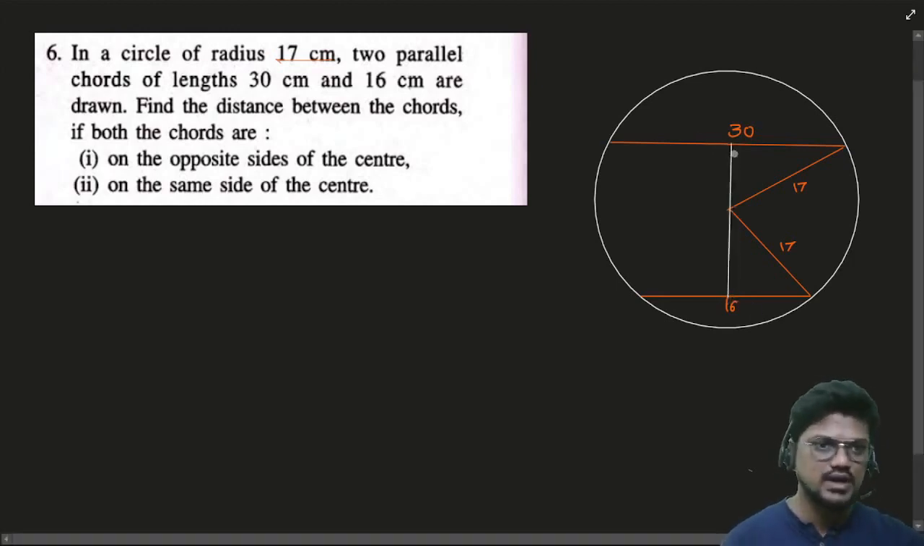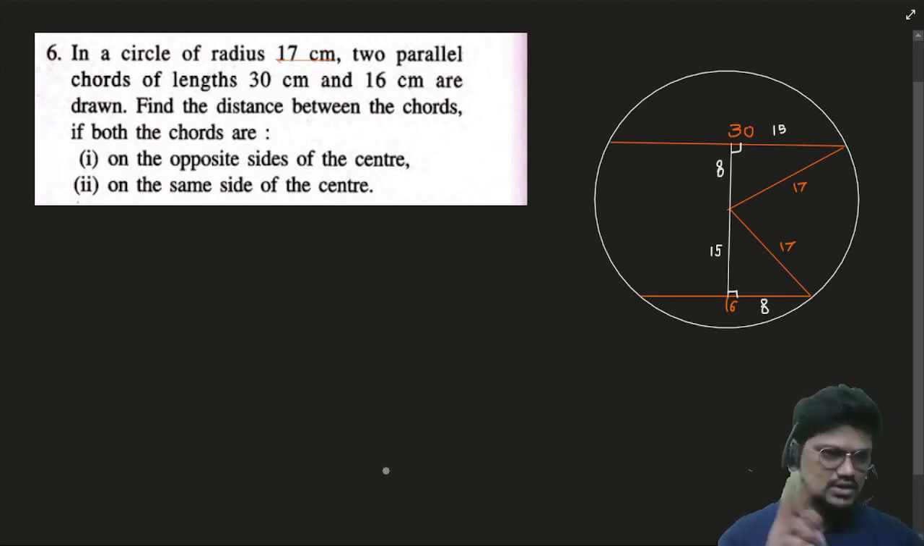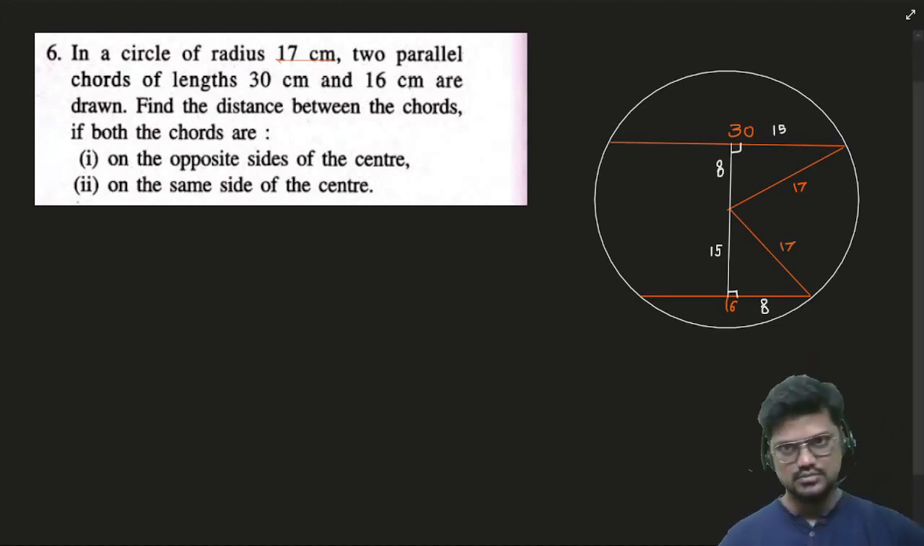That is, if this is a right angle and this is also a right angle, then you just have to use Pythagoras. If this is 8, this is 17, so this will be how much? This will be 15 using Pythagoras. Got it? Similarly, if this is 17 and this is 15, this will be 8. So the distance between the two chords is what? 15 plus 8. That is how much? 23.